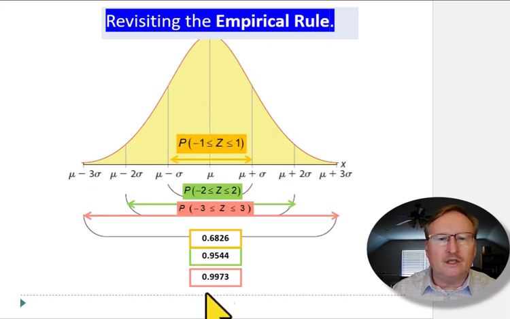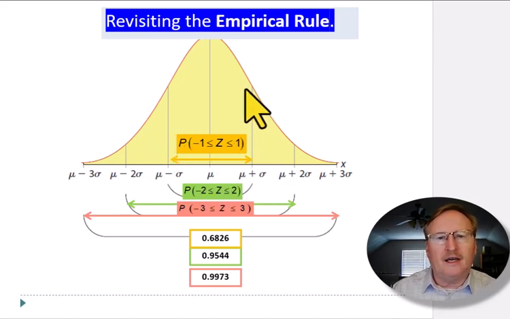The empirical rule says that 68% of all the data will fall between a -1, we're going to call this 1 standard deviation, and a +1. So this is 2 standard deviations, from -1 to +1, 0 being in the middle.